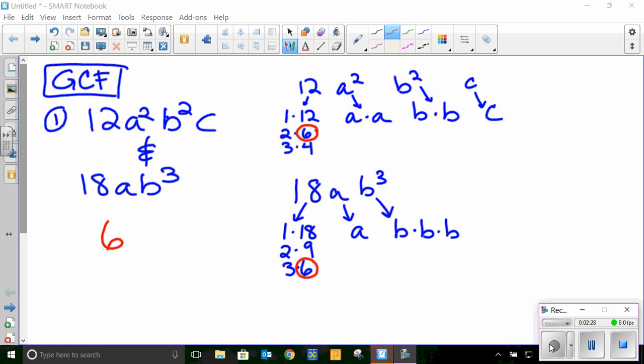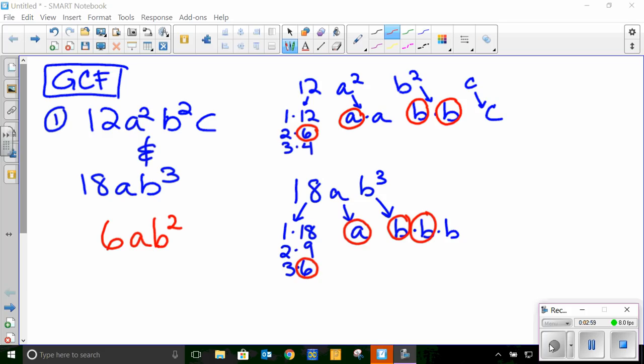I also, though, have to do the a's, the b's, and the c's. Okay, so since I have at the top a squared, I have 2 a's at the top, and I have 1 a at the bottom. There's only 1 a that they have in common, right here and here. This is the only a that they have in common, so I can pull out 1 a. And as far as b's go, I have 2 b's here, and I have 2 b's at the bottom that they have in both of my numbers. So this becomes b squared here.